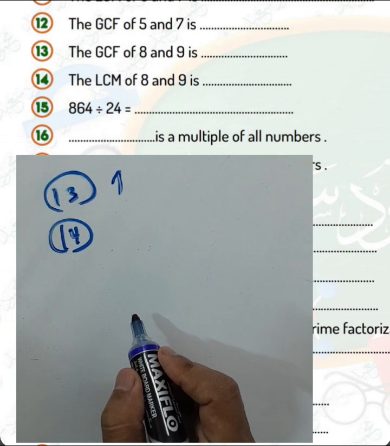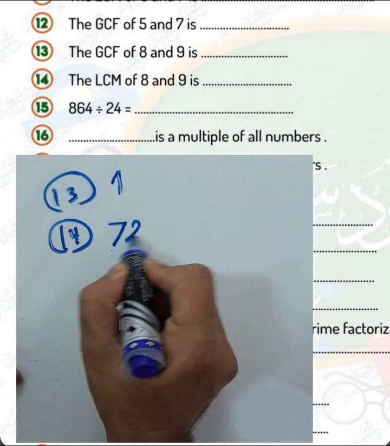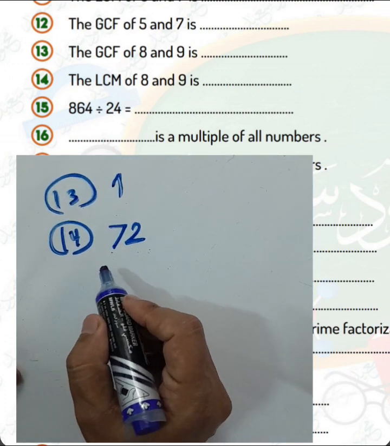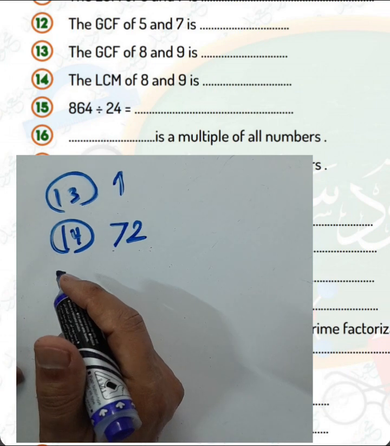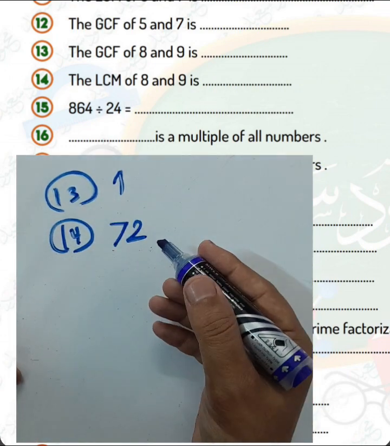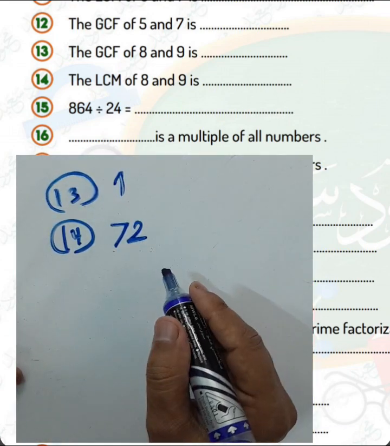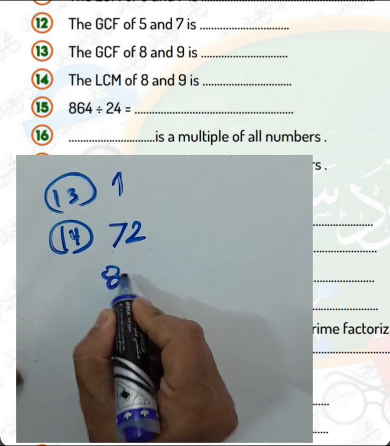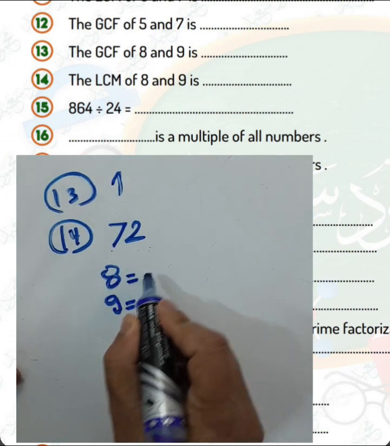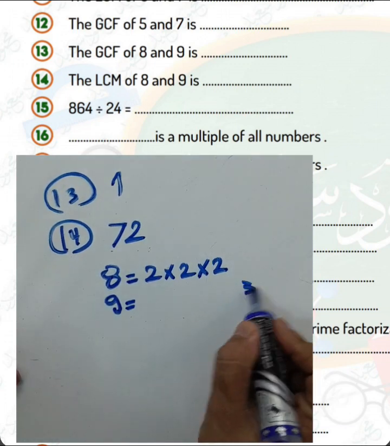Question 14. The least common multiple of 8 and 9 will be 72. It will be 72 because 9 can't be divided by 8. Then 8 plus 8 equals 16, and 16 plus 8 equals 24, and so on. We can find the least common multiple of 8 and 9 by multiplying them, or by factorization. 8 equals 2 times 2 times 2, and 9 equals 3 times 3.